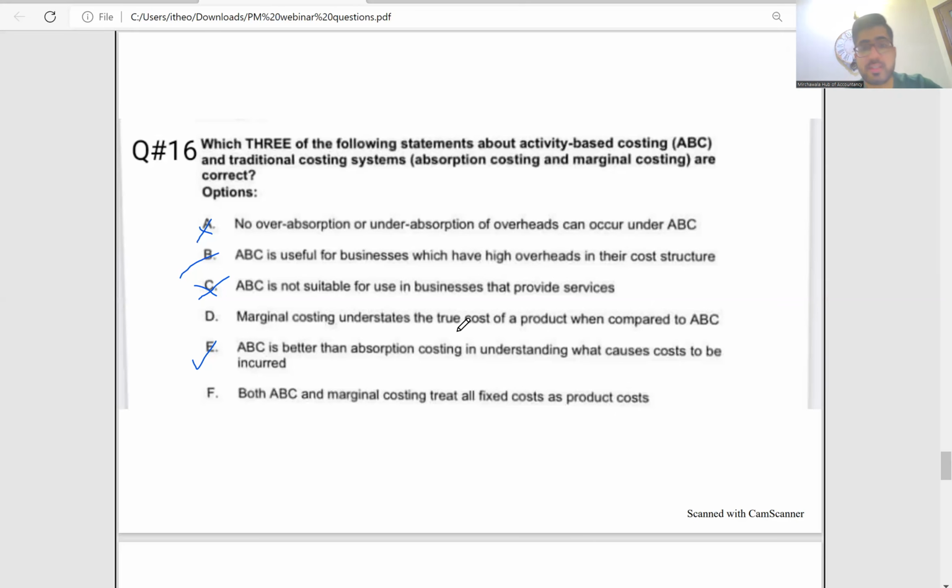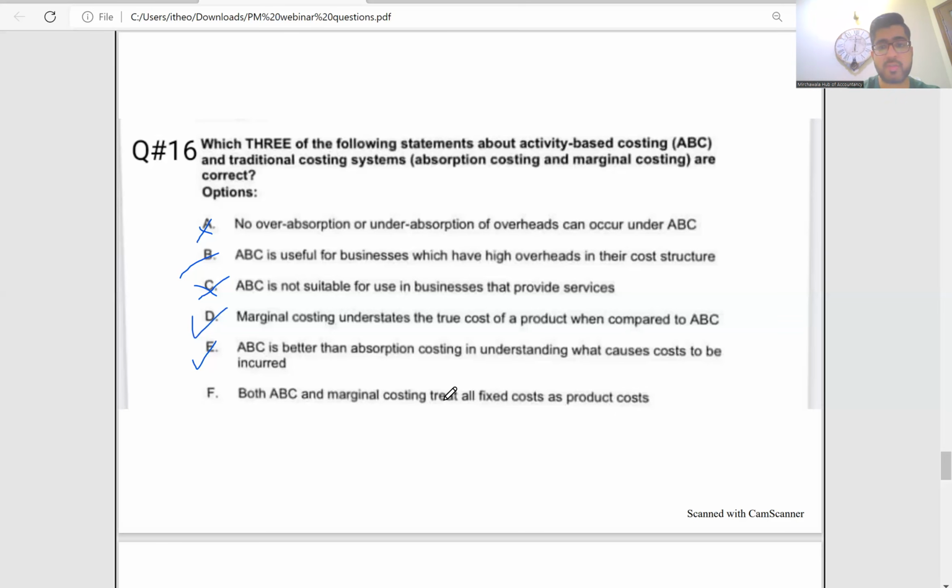Marginal costing understates the true cost of a product when compared to ABC. True. You know, in marginal costing, we only take material, labor, variable overheads. We don't take fixed overheads. In marginal costing, we only take material, labor, variable overheads, variable cost. We don't take fixed cost. So marginal costing answer is always low, understated, because it doesn't take fixed cost. So marginal costing understates. This is correct. B, D, E are correct.